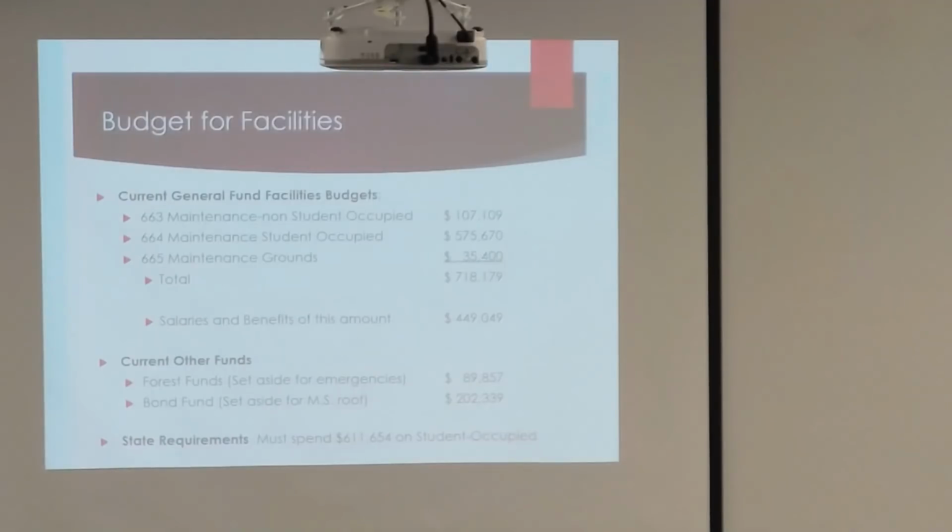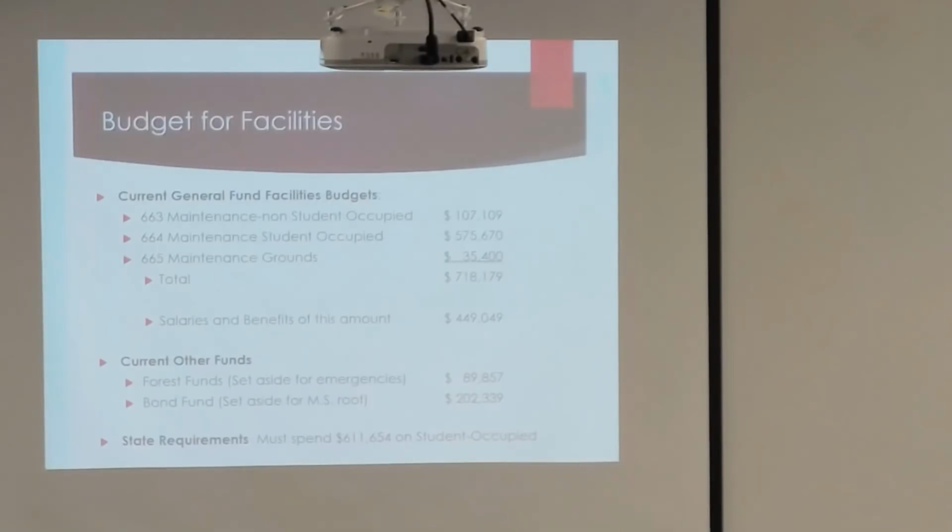We have about $575,670 in maintenance of student occupied facilities in our budget. We have $35,400 in our grounds maintenance budget. So that's a total of $718,179 in our current facilities budgets.